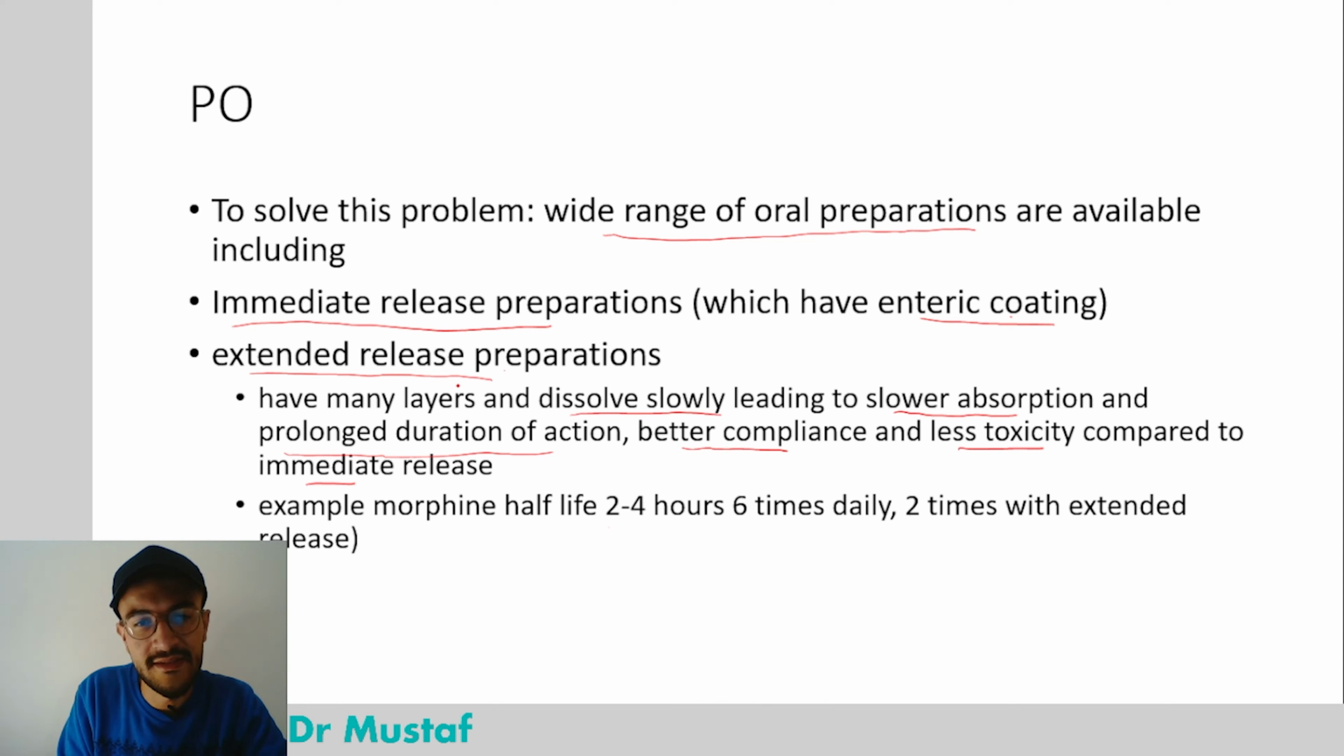An example for the extended release preparations is morphine. The morphine immediate release preparation would have a half-life of 2 to 4 hours, and the patient has to take the morphine 6 times daily. But if we give the patient the extended release one, the half-life would extend to 6 to 12 hours, and the patient would need to take the pill only 2 times.